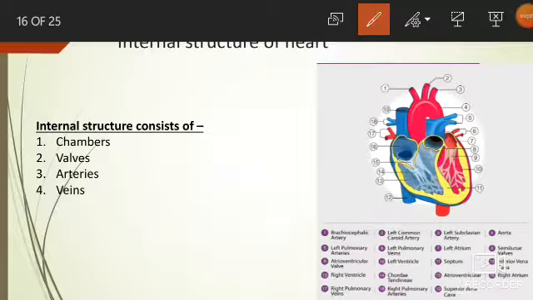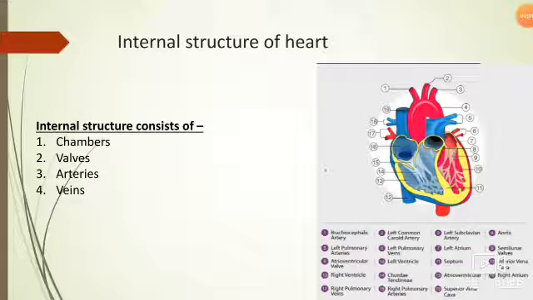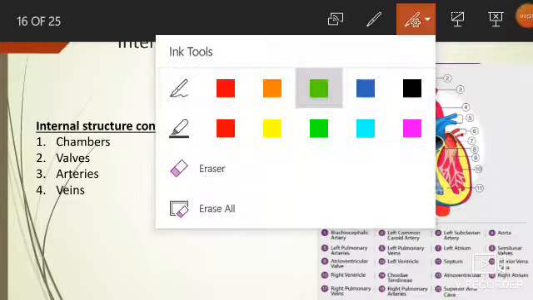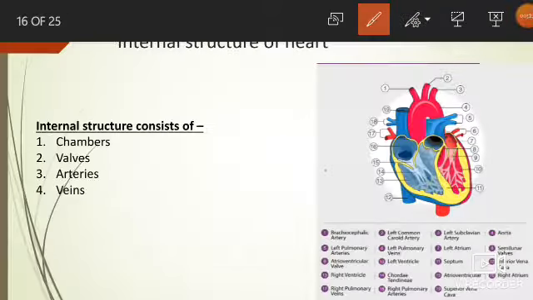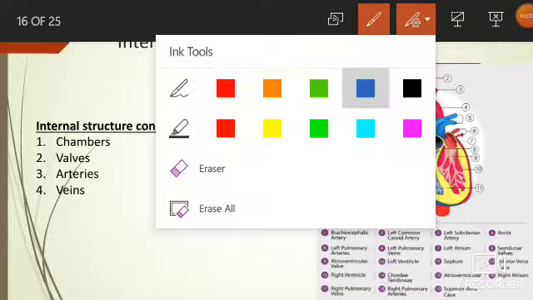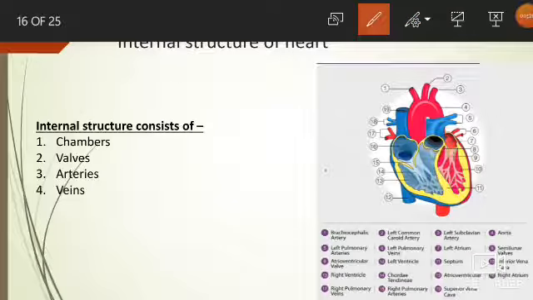In this video, we will learn about the internal structure of the heart. The external structure of the heart we had already discussed in the previous video. Now let's get started with the internal structure of the heart. The internal structure of the heart consists of chambers, walls, arteries and veins.